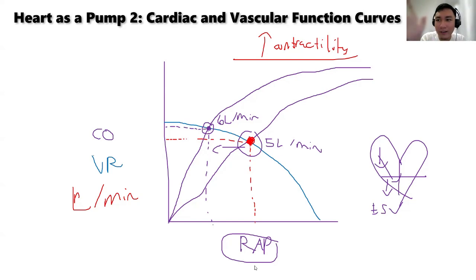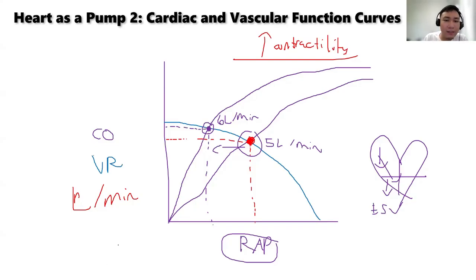Ito na yung sinasabi ko sa inyo ngayon na all of these variables are interconnected. Kanina sabi natin right atrial pressure increases cardiac output. Pero nung in-increase na natin yung cardiac output, nag-decrease na ngayon yung right atrial pressure, leading to a lower equilibrium point. Okay? And it's because the more you strengthen the contraction of your heart, the less blood would remain in the heart, the less blood will be in the right atrium, therefore your right atrial pressure will fall. Okay?